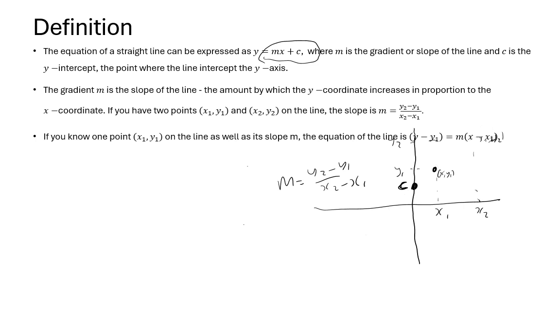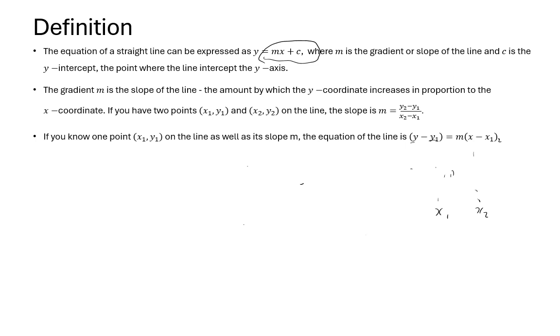So now let me just delete this. This is just to illustrate. So now, if you know 1 point, maybe x1, y1 on the line, and its slope, then the equation of the line is just y minus y1 is equal to m times x minus x1. We'll use that in the example later, and you will see how we find the equation of the line. So let's start with an example.